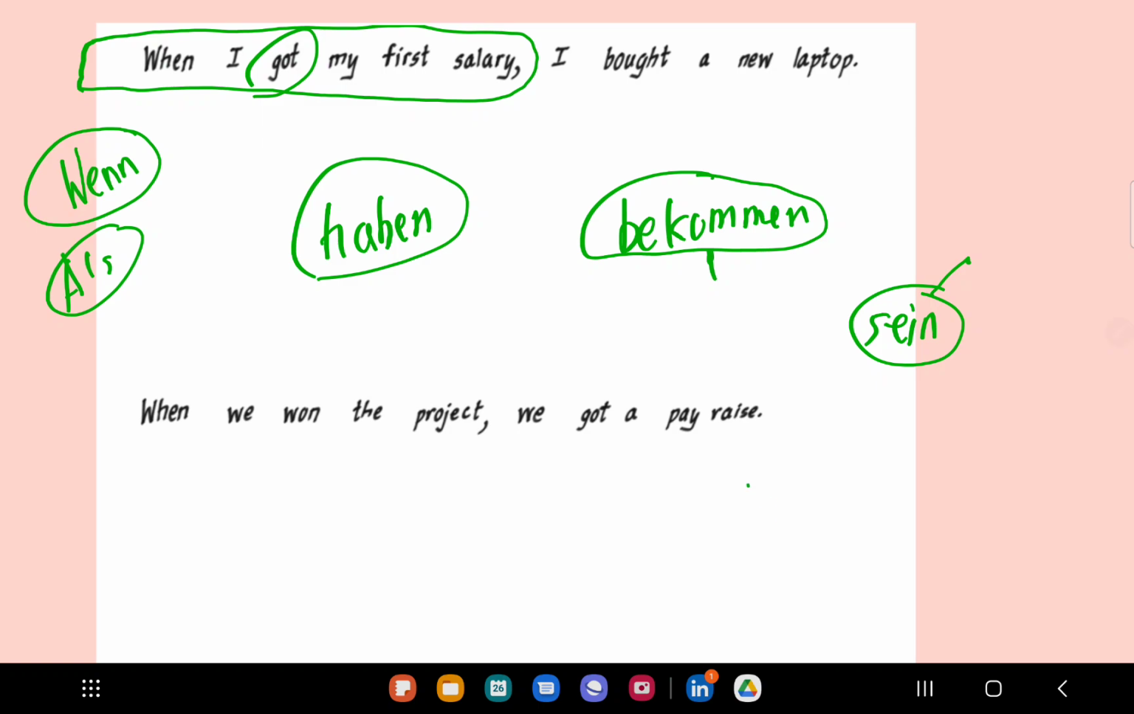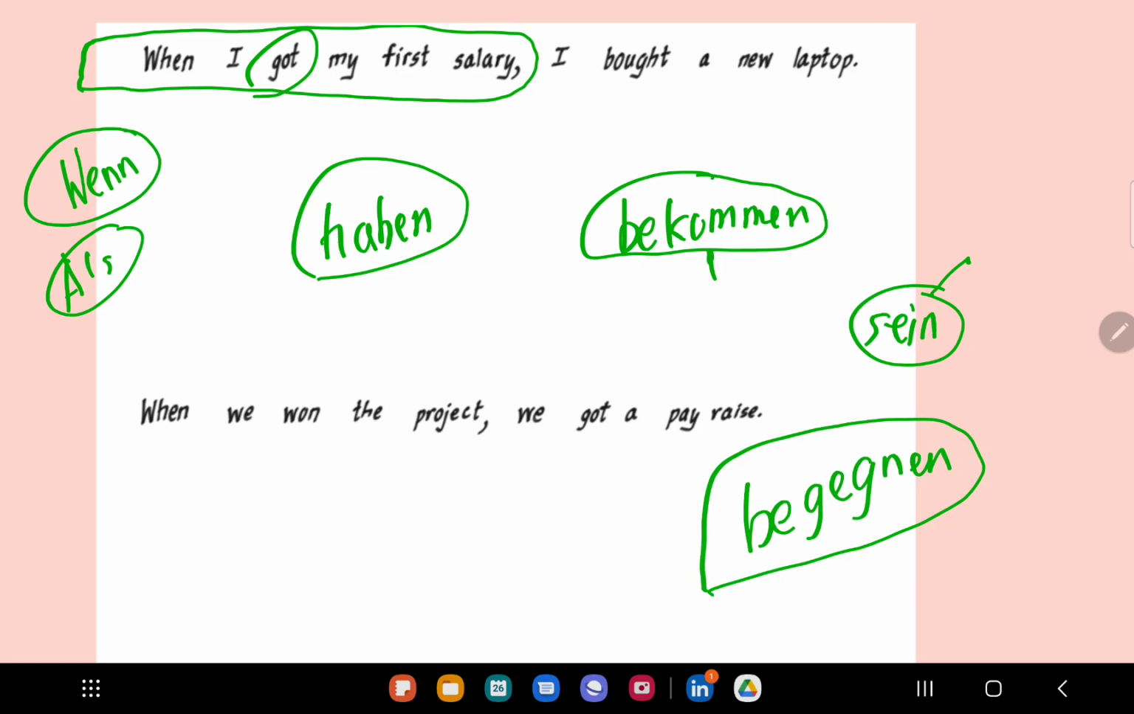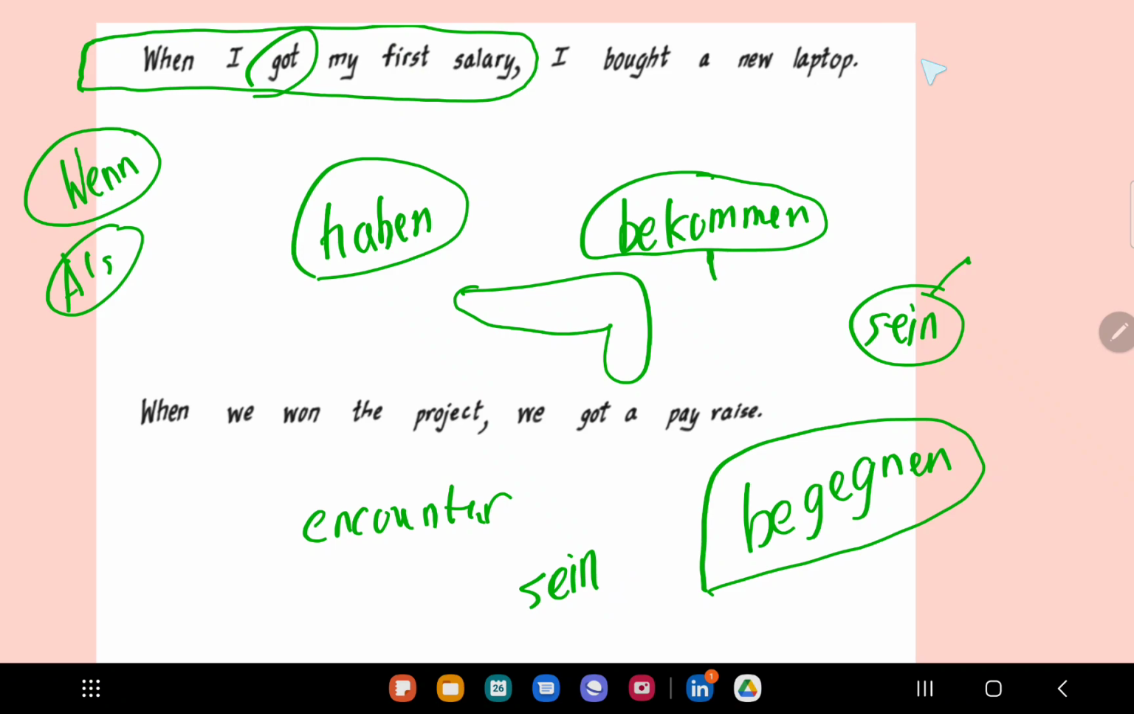One other exception is the verb begegnen. Last time we spoke about it when we were discussing dative verbs. So begegnen means to encounter, but not what you may be thinking. So not with a gun. Encounter is to meet someone, or maybe to encounter some problem. So when you use begegnen with participle zwei, you will use the helping verb sein. Okay, this is an exception. Please remember this whenever you use this.